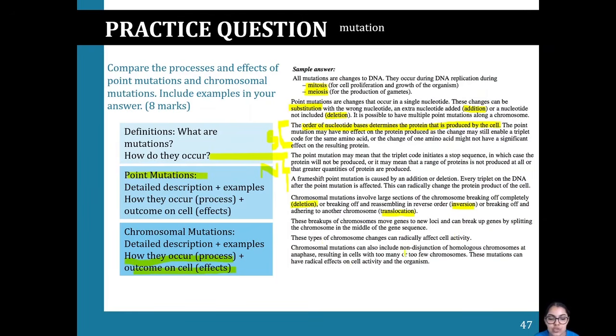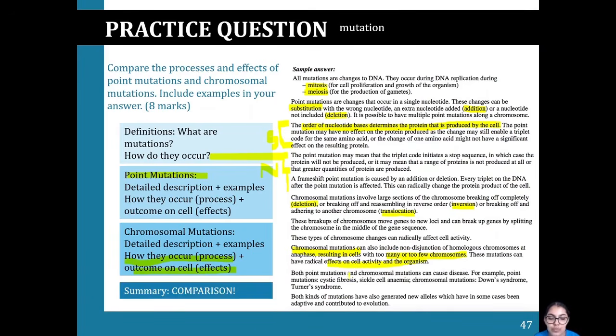Chromosomal mutations also include non-disjunction of homologous chromosomes in anaphase. So we've talked about chromosomal mutations, and we've now talked about the mutations in the number of chromosomes as well. Non-disjunction at anaphase results in the cell having too many or too few chromosomes. These can have radical effects on cell activity and the organism.